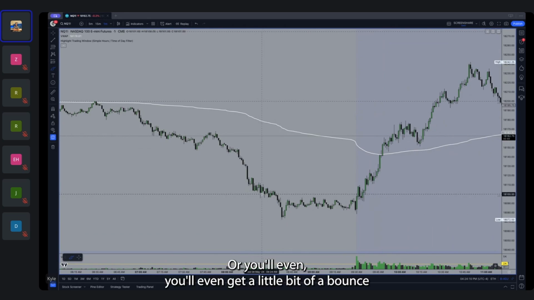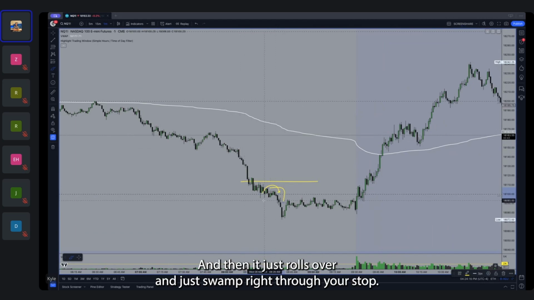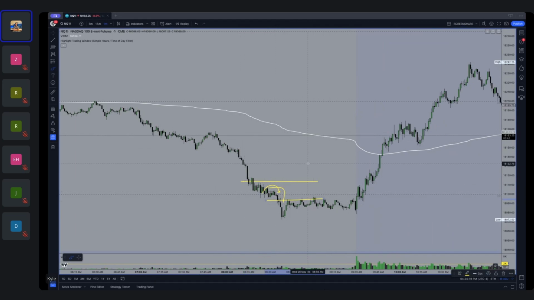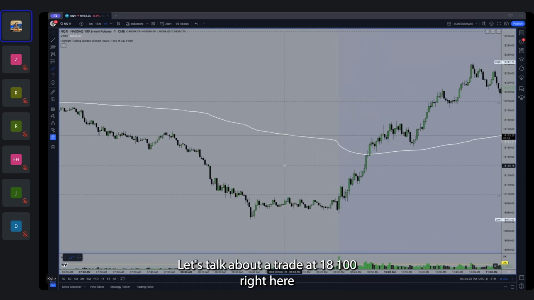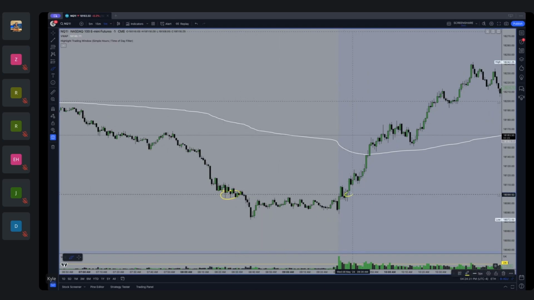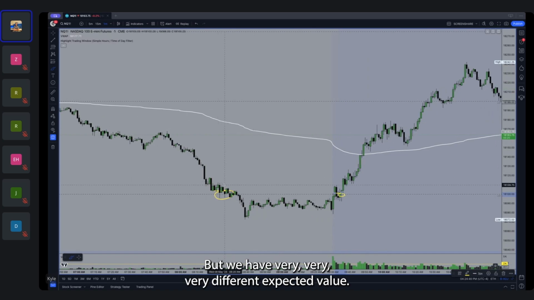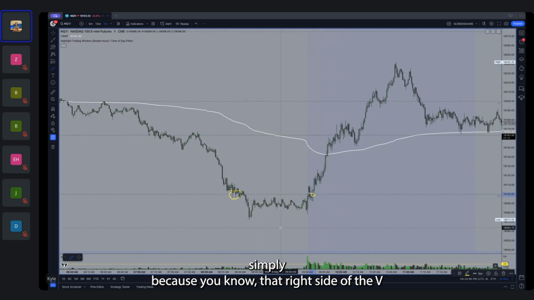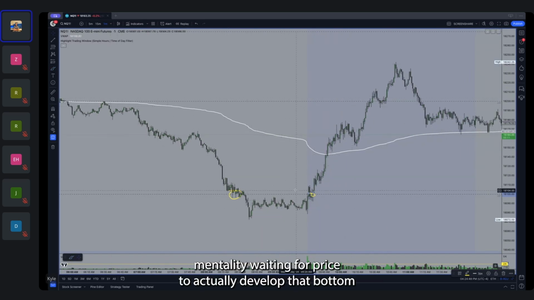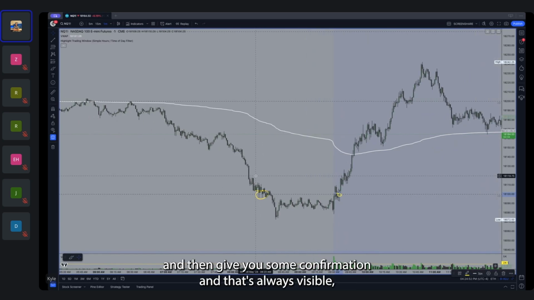Or you'll even get a little bit of a bounce from that level, right into a shallow fib, and then it just rolls over right through your stop. Now the difference is, using the same example, let's talk about a trade at 18,100 right here or right here. These are two trades at the exact same price. You're thinking, oh, they're both 18,100, but we have very different expected value, simply because of that right side of the V mentality, waiting for price to actually develop that bottom and then give you some confirmation.